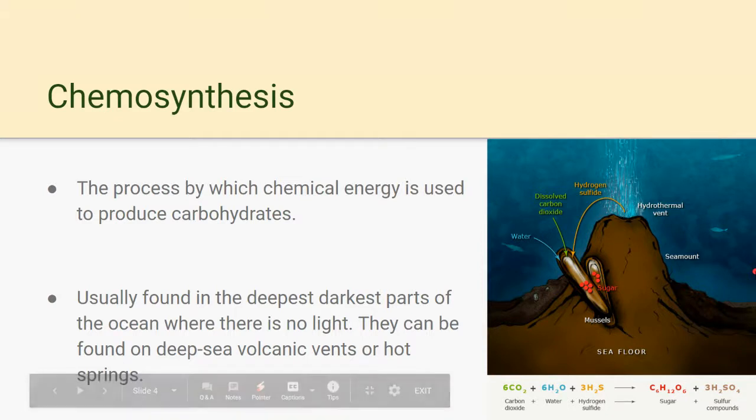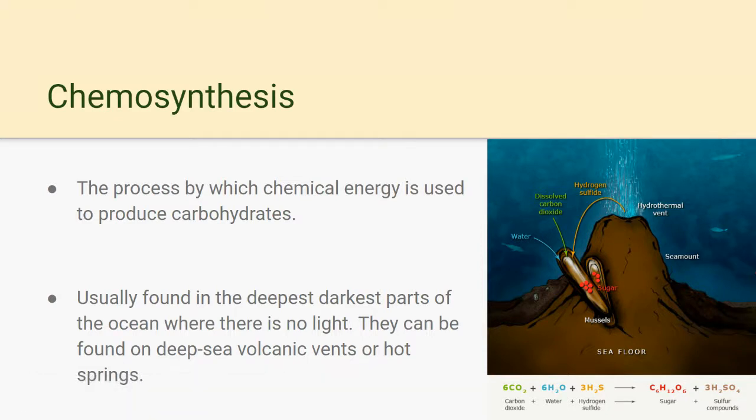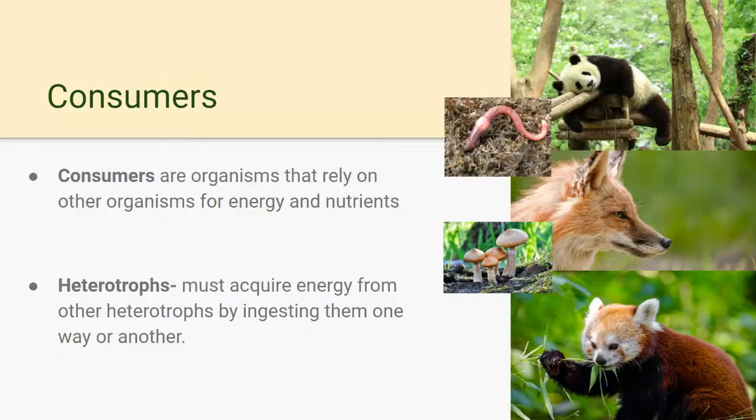So when we don't have sunlight to make our own energy and we don't have access to eat things that do have access to sunlight, organisms create a new pathway, and that is through chemosynthesis.